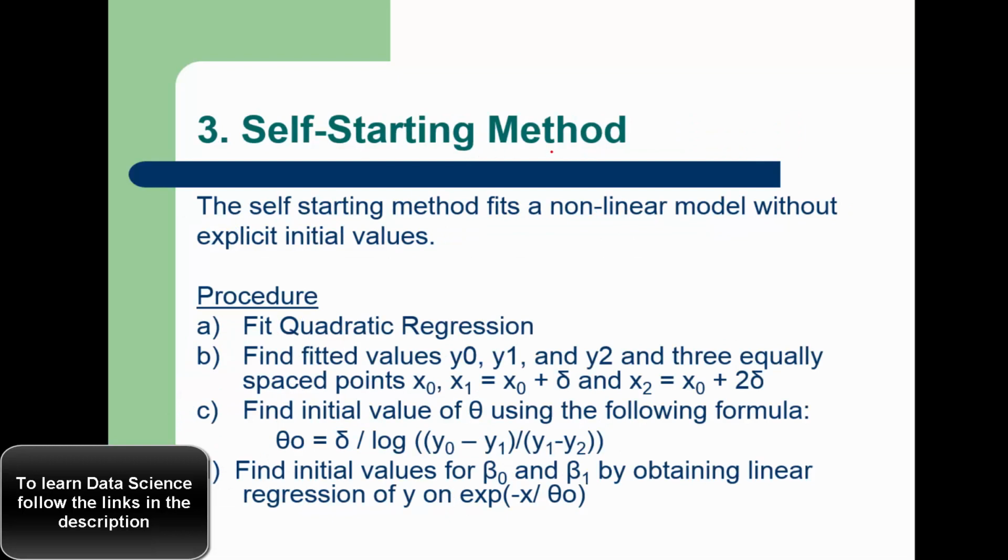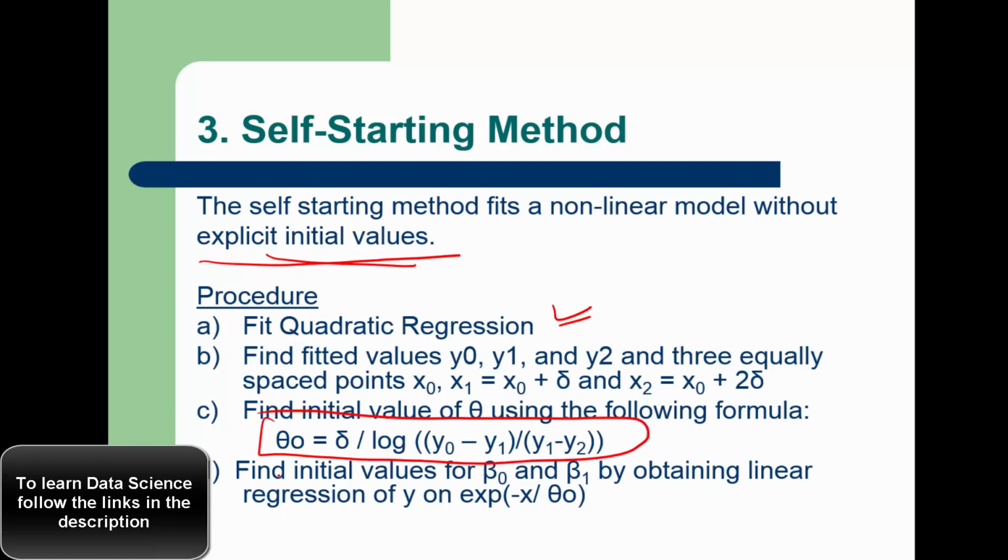Then third one is the self-starting method. The self-starting method fits a nonlinear model without explicit initial value. So that's one thing to take notice of, how it is different from the other two. So it fits a quadratic regression. So it assumes the quadratic of some form, and then it fits the regression. And it finds out the initial value of theta using some formula, and that we will not see.